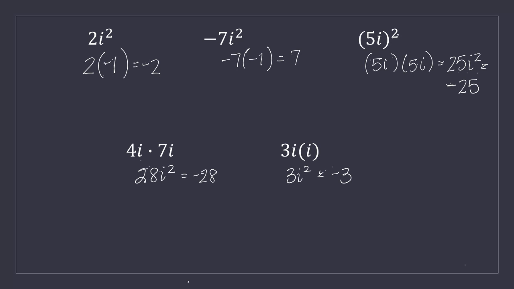So i squared, not super difficult. Just remember that it's equal to -1, and then you multiply that by whatever your coefficient is. Hope this makes sense for you. We are going to continue more with operations on complex numbers, and this i squared will be important for that. So make sure you really understand how to simplify a negative radical and how to use the powers of i to simplify as well.